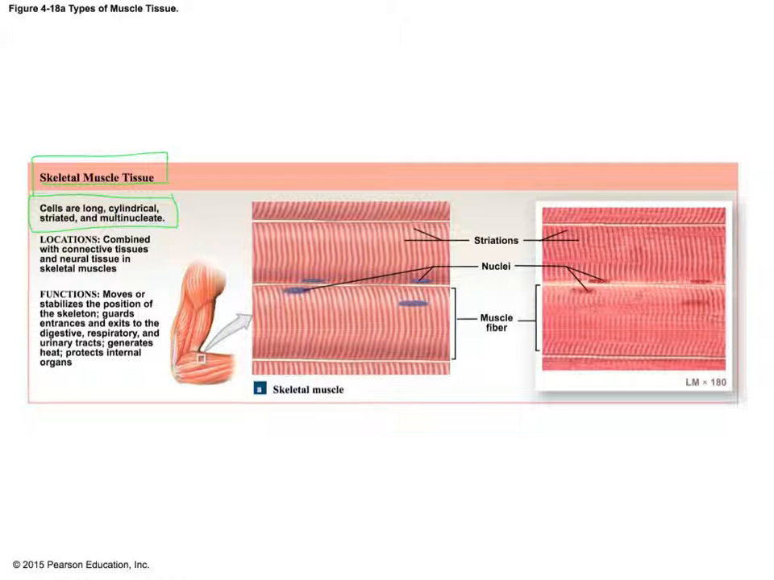So when you look at muscle tissue under the microscope, it's kind of going to look like fish, like a fillet of fish. Kind of like this sort of does. Maybe not the shape of it, but you can see the banding pattern there, and it's long and cylindrical.